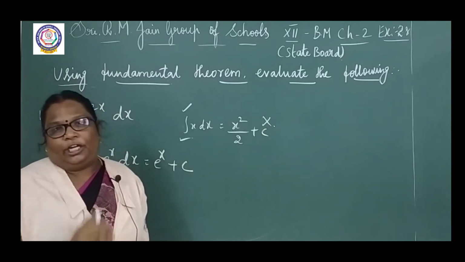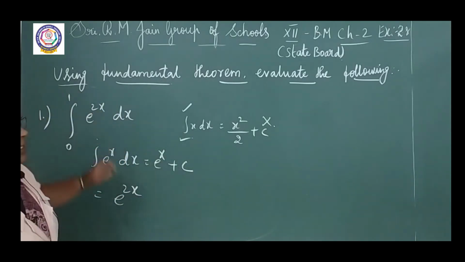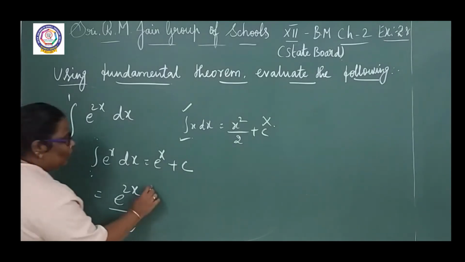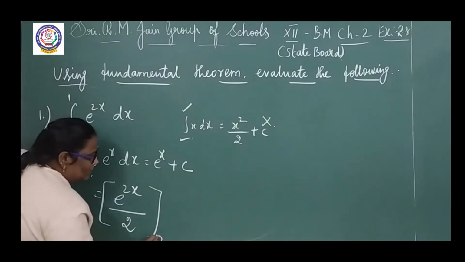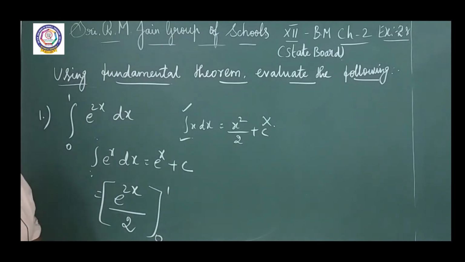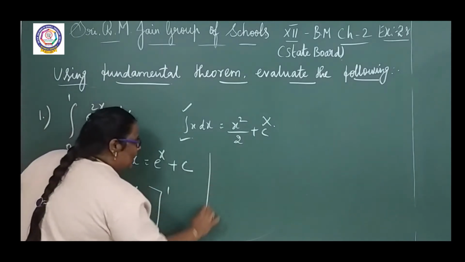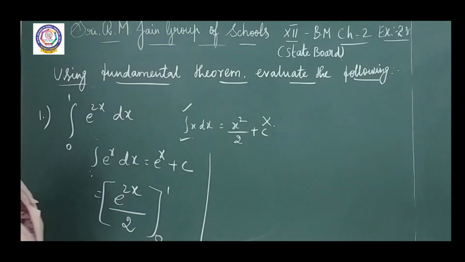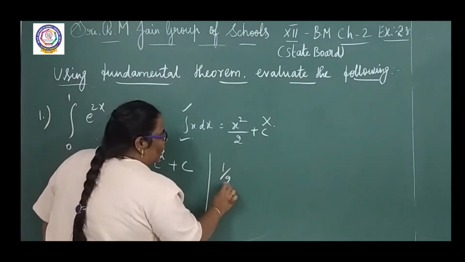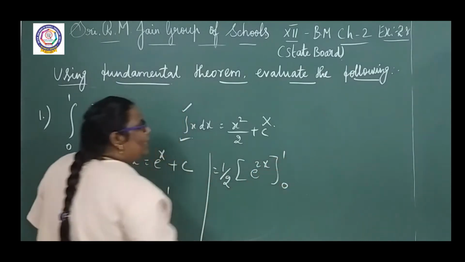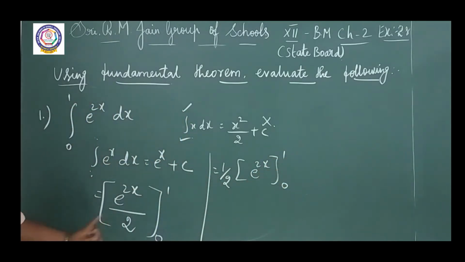What is the coefficient of x? It is 2, so you write it in the denominator. The limit is given, so you put the limit 0 to 1. So 1 by 2 you can take out: 1 by 2 into e power 2x, limit 0 to 1.